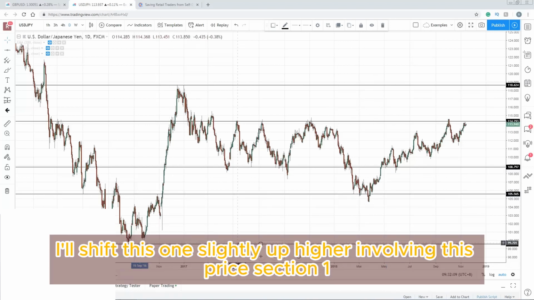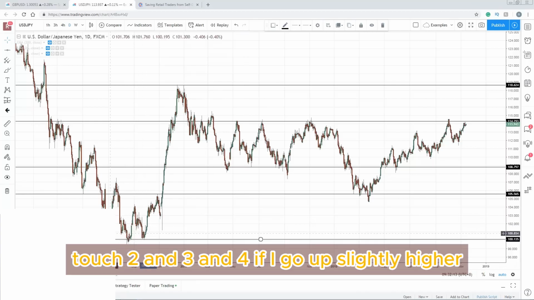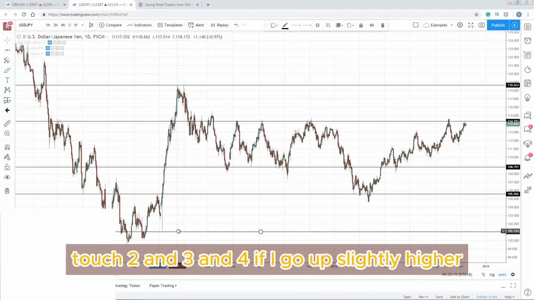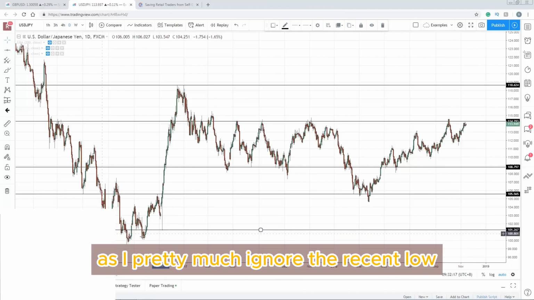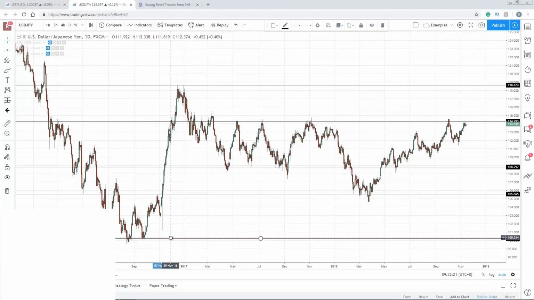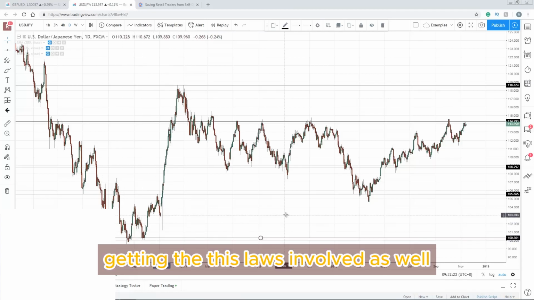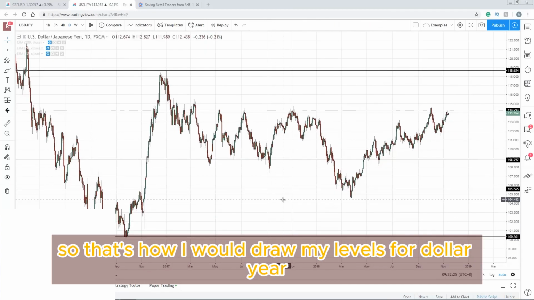And as for this one, I'll shift this one slightly higher, involving this price action: one touch, two, three, and four. If I go up slightly higher, this one will be a little bit too much as I pretty much ignore the recent low. So I'm going to shift this down lower, getting this low involved as well. So that's how I would draw my levels for dollar yen.